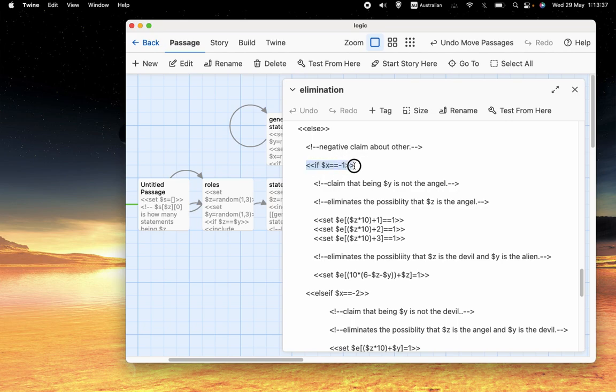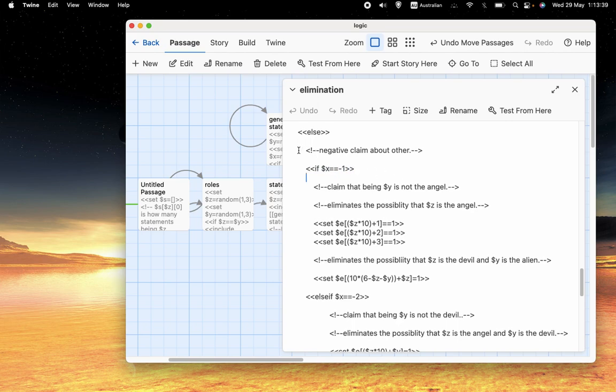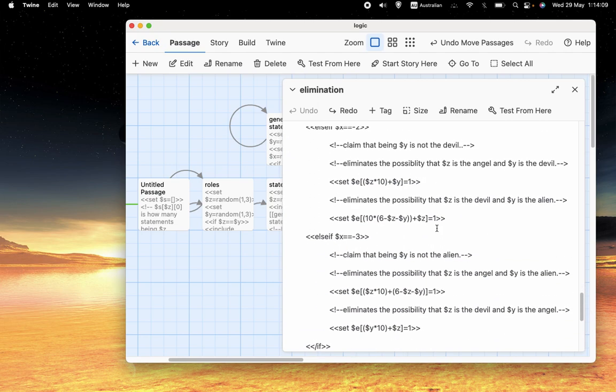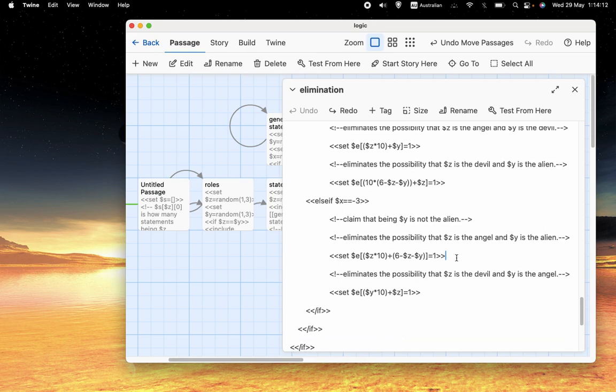I'll just do one more example. If x is equal to -1, this is a negative claim about another being. Sorry about that. This is a negative claim about a being different to oneself, and we're claiming that that being is not the angel. Well, that eliminates the possibility that the claimant is the angel, because an angel would never claim another being to be not an angel, because that claim is always false if you've got one angel, one devil, and one alien. So you get rid of all the possibilities where the claimant is the angel, and so on.